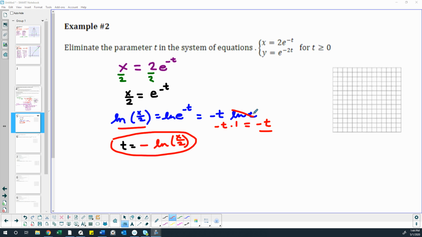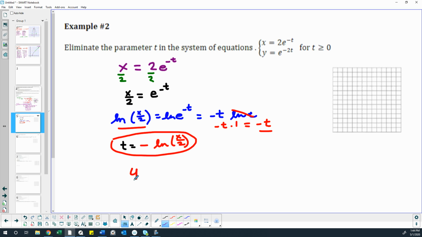The natural log of e equals 1, so negative t times 1 is negative t. So that equals our beginning part, natural log x over 2, because this was just all my work in here. Okay, so I go back to this, and I've got negative t equals that. So that means positive t equals negative natural log x over 2. So we've solved it for t, and now we want to plug that into our y equation.